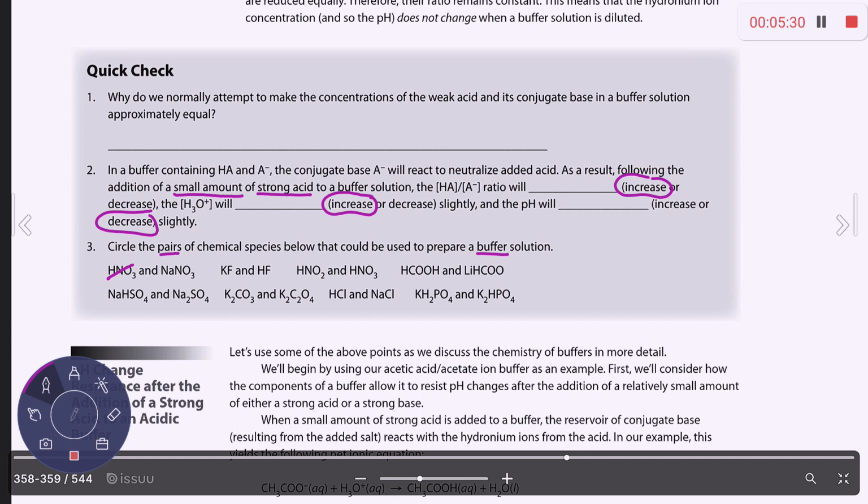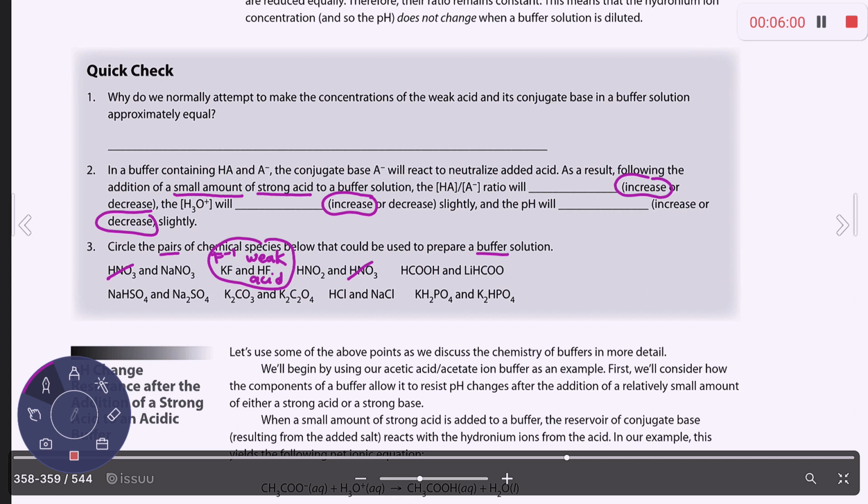KF and HF. Is HF a weak acid? Yes. Okay, so since this is a weak acid, and its conjugate base would be F-1, they simply put an alkali metal with it. So this would be considered a buffer solution. Does that make sense? Okay, and then the next one, HNO3, another strong acid. So this pair is out.